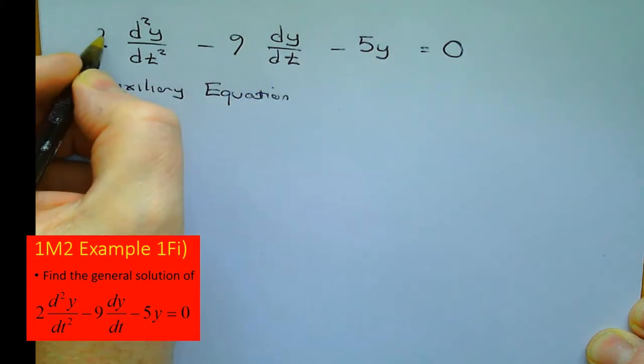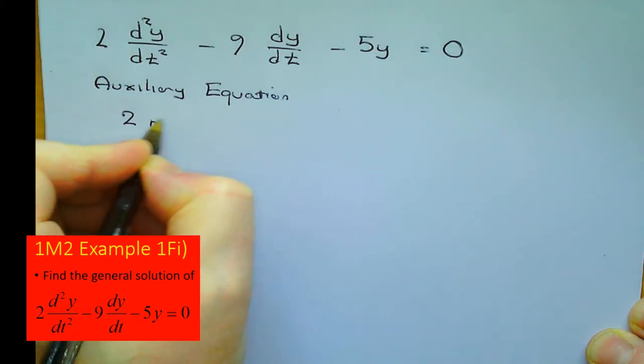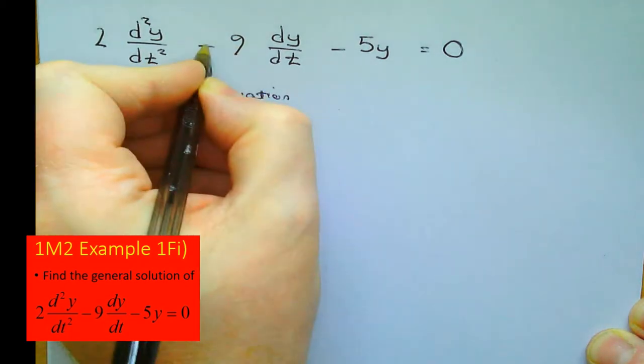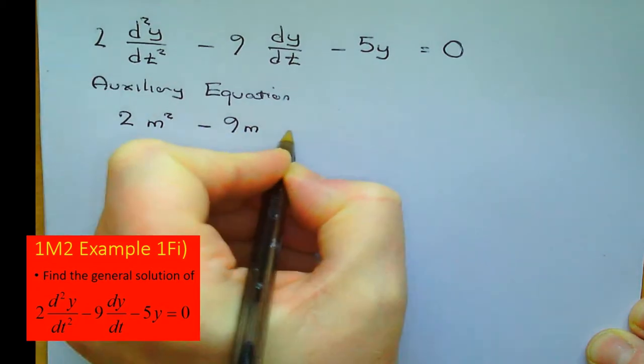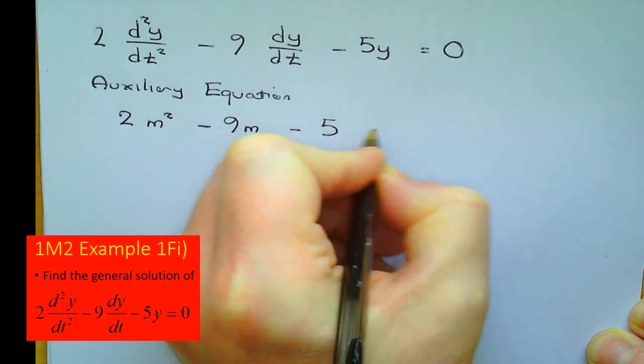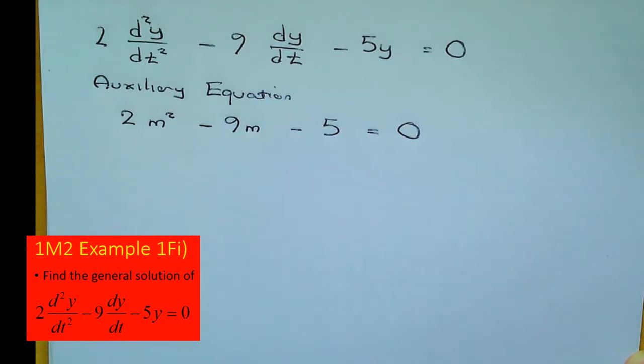And that would be 2 times m squared minus 9 times m minus 5 is equal to 0. That's the auxiliary equation. Now we can go ahead, factorize it, solve it, but let's just justify this auxiliary equation.